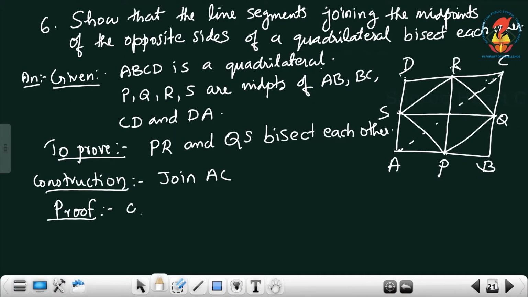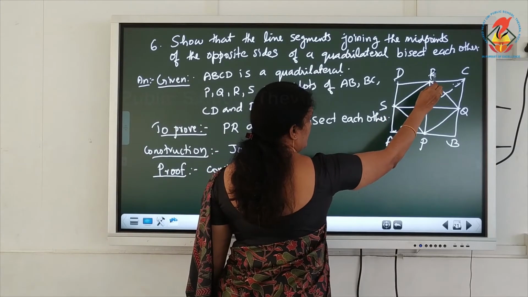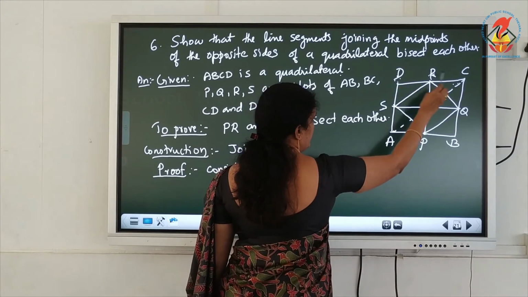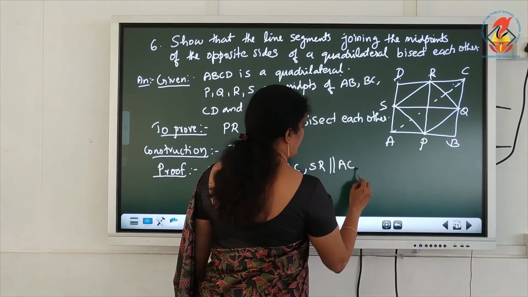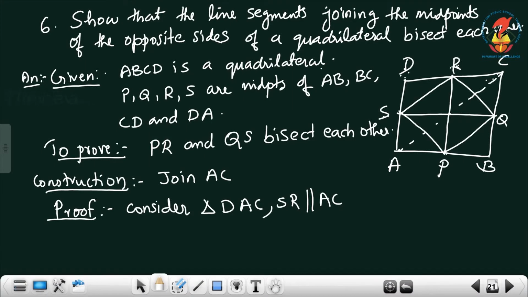Proof. Consider triangle DAC. S and R are the midpoints of DA and DC. Then SR is parallel to AC. By the midpoint theorem, we can write SR equals half AC.